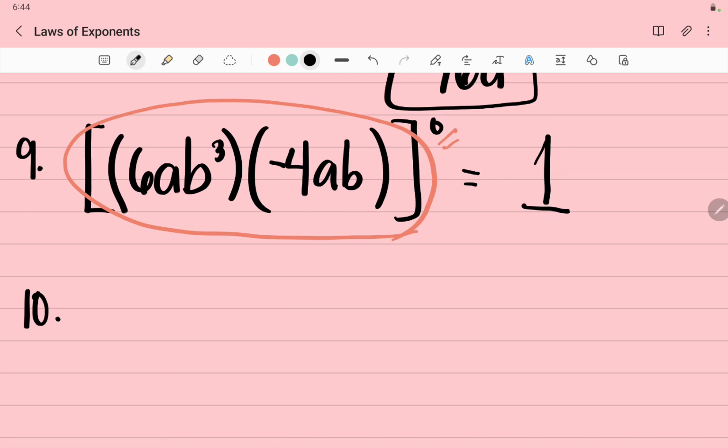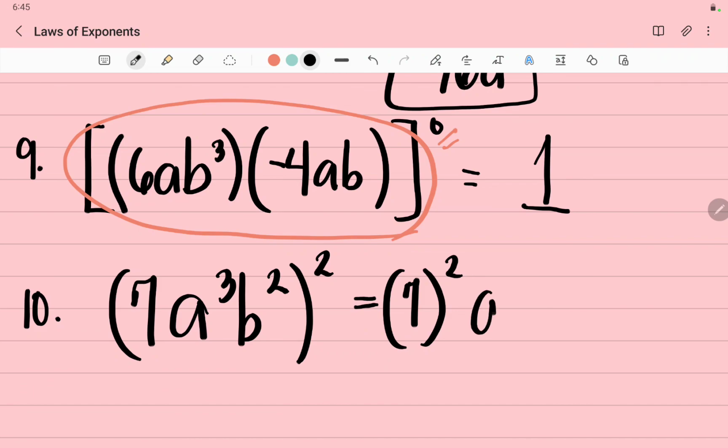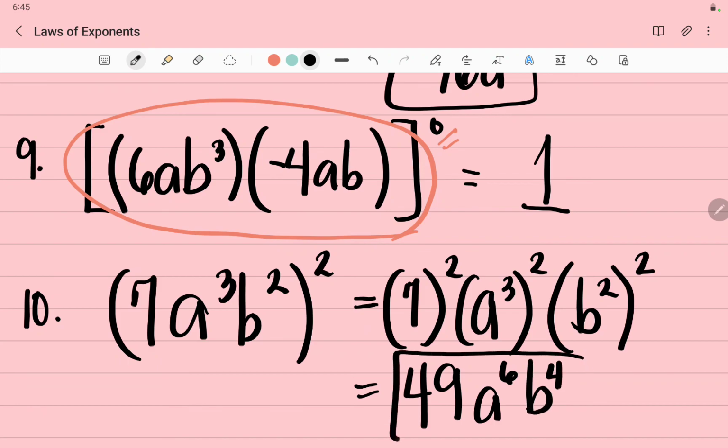Now for our final example, where we have 7 a cubed b squared, in parentheses, squared. We have 7 squared, a cubed squared, b squared squared. So we have now 49 a raised to 6 b raised to 4. Final answer.